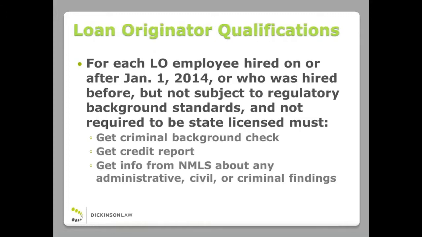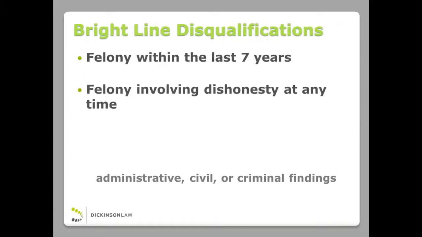So what does that mean? Let's back up. You have to get a criminal background check, a credit report, and information from the NMLS about any administrative or civil findings. What do you have to do with that? What's the application of that?